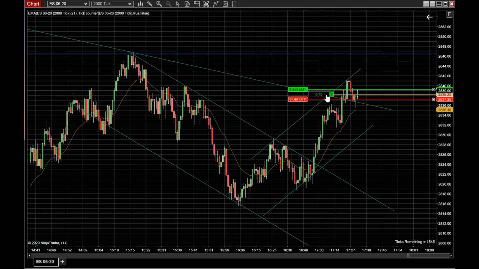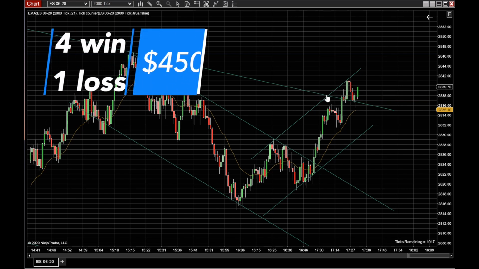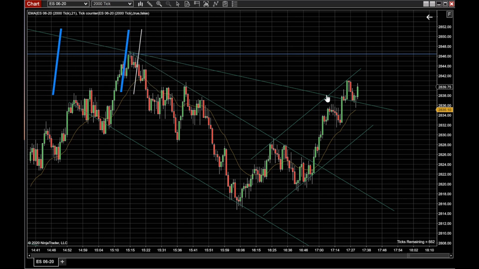So I placed a buy stop a tick above this bar. It took a bit of effort for it to go up, but when it did, it broke through and traveled almost 3 points, giving us our 4th win of the day. So that's 4 wins and 1 loss, bringing us to $450. Since I have a bit more time left for the day, I decided to observe the market a bit longer to see if there was any additional setup.